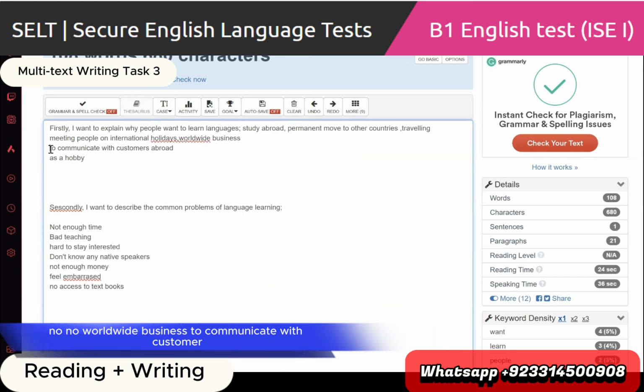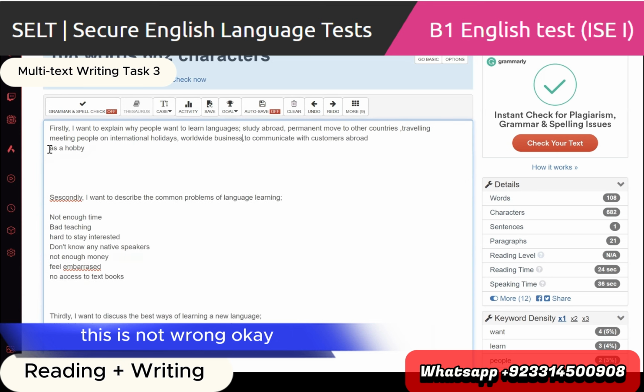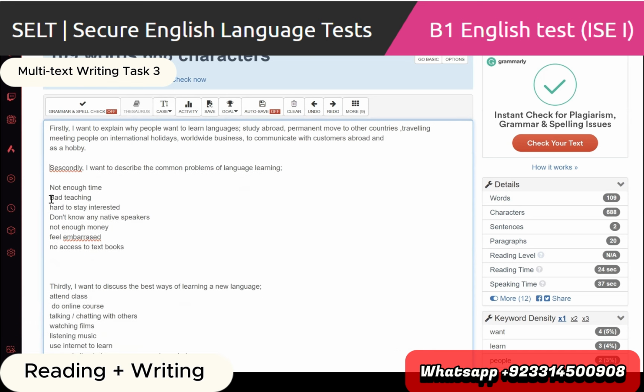Worldwide business to communicate with customer and. Yeah, you can also write it like this. If you want to break it still, this is correct. This is not wrong. Okay. And last one, and as a hobby. As a hobby, full stop. Now, first point is complete. We have not missed any information. Any confusion? No, ma'am.